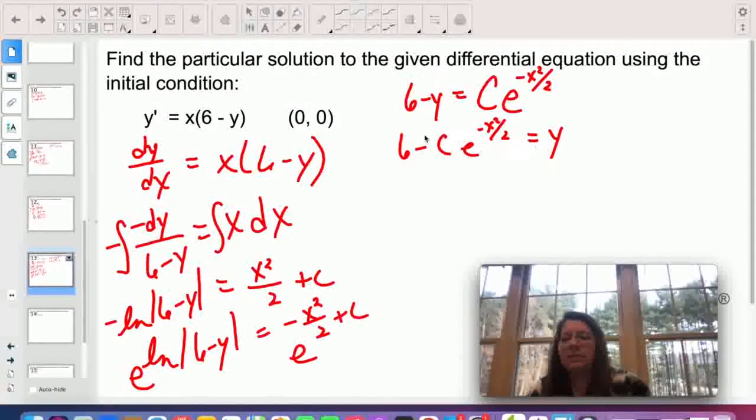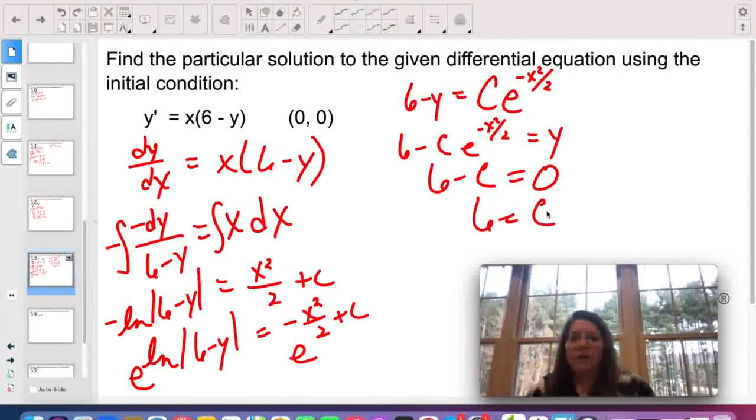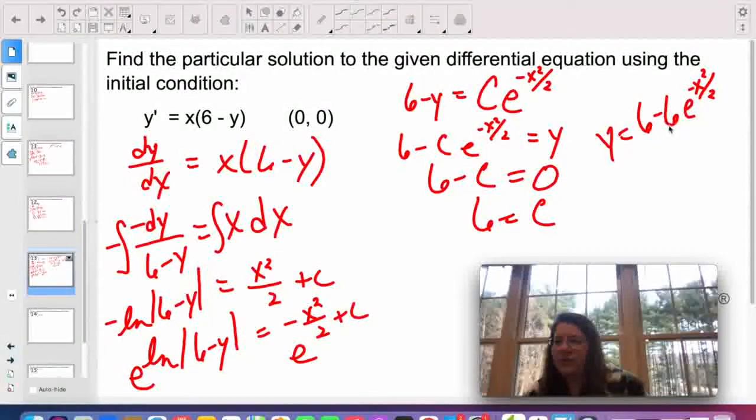Then to get the particular solution, I'm going to plug 0, 0 in for x and y. So if I plug 0 in for x, doesn't that give me a 0 here? And e to the 0 is just 1. So that means 1 times c is just c. So we have a 6 minus c will equal 0 because we've plugged 0 in for y. So that means if I move c to the other side, c will equal 6. So that gives me the particular solution, y equals 6 minus 6e to the negative x squared over 2.